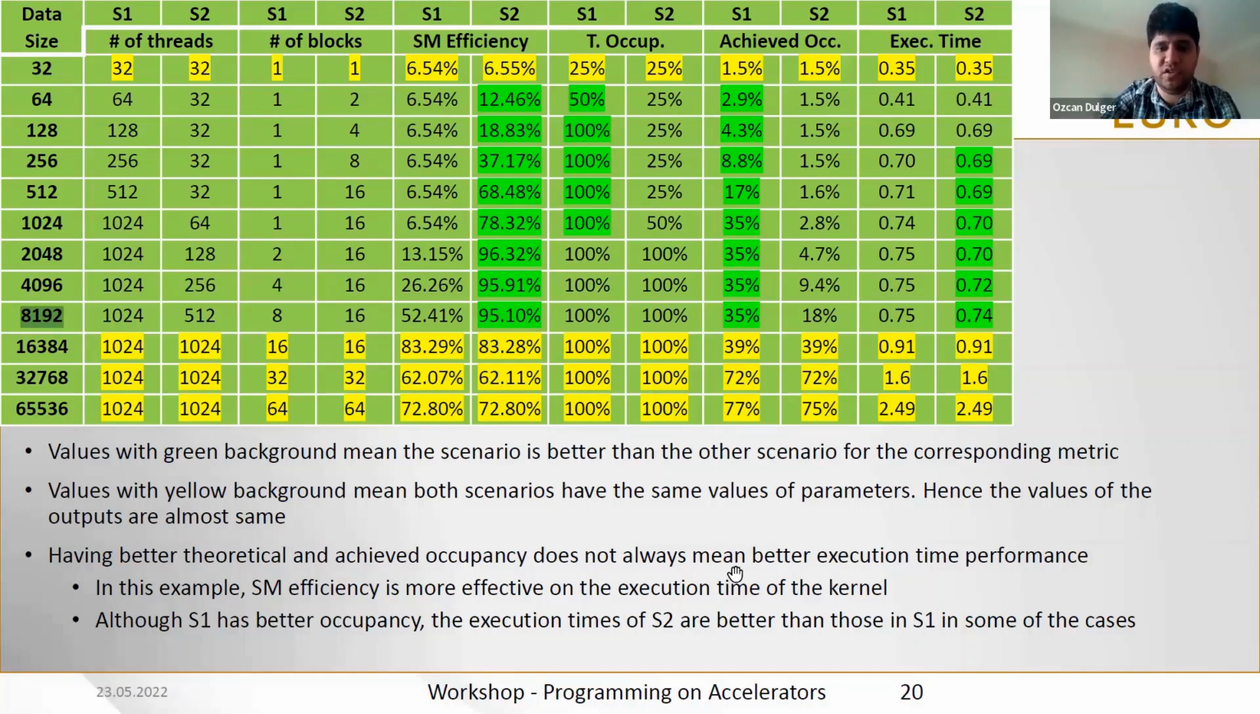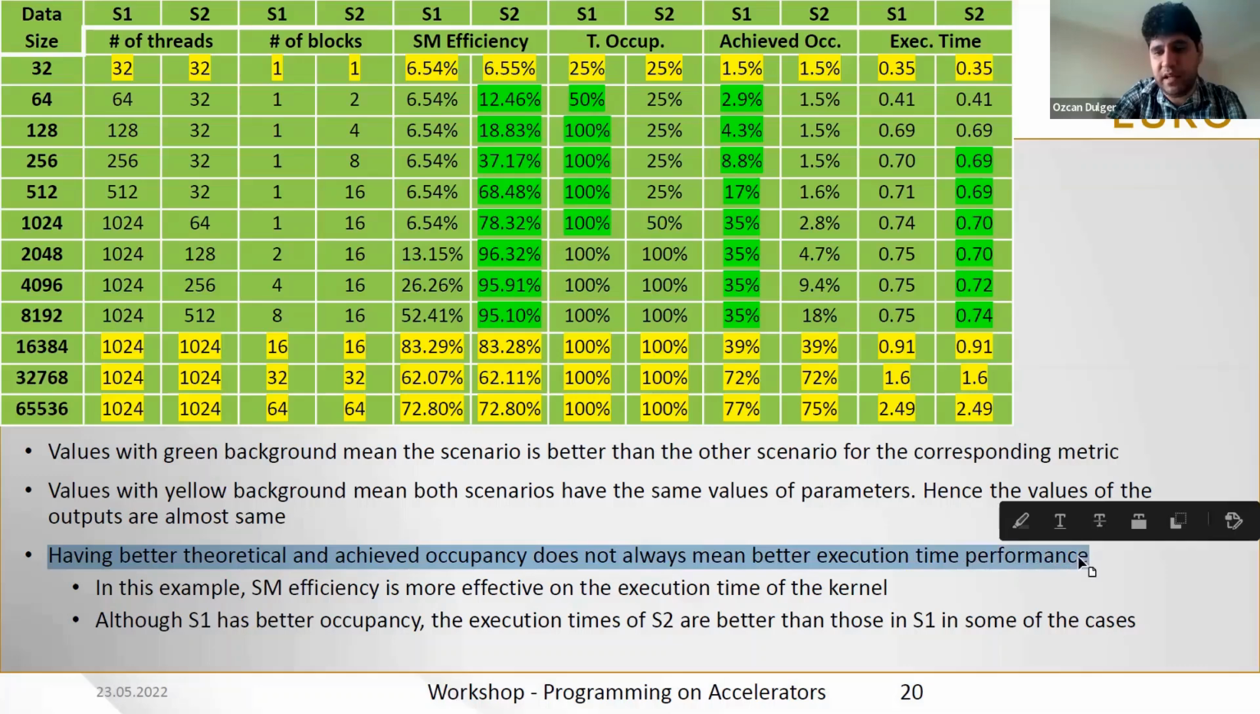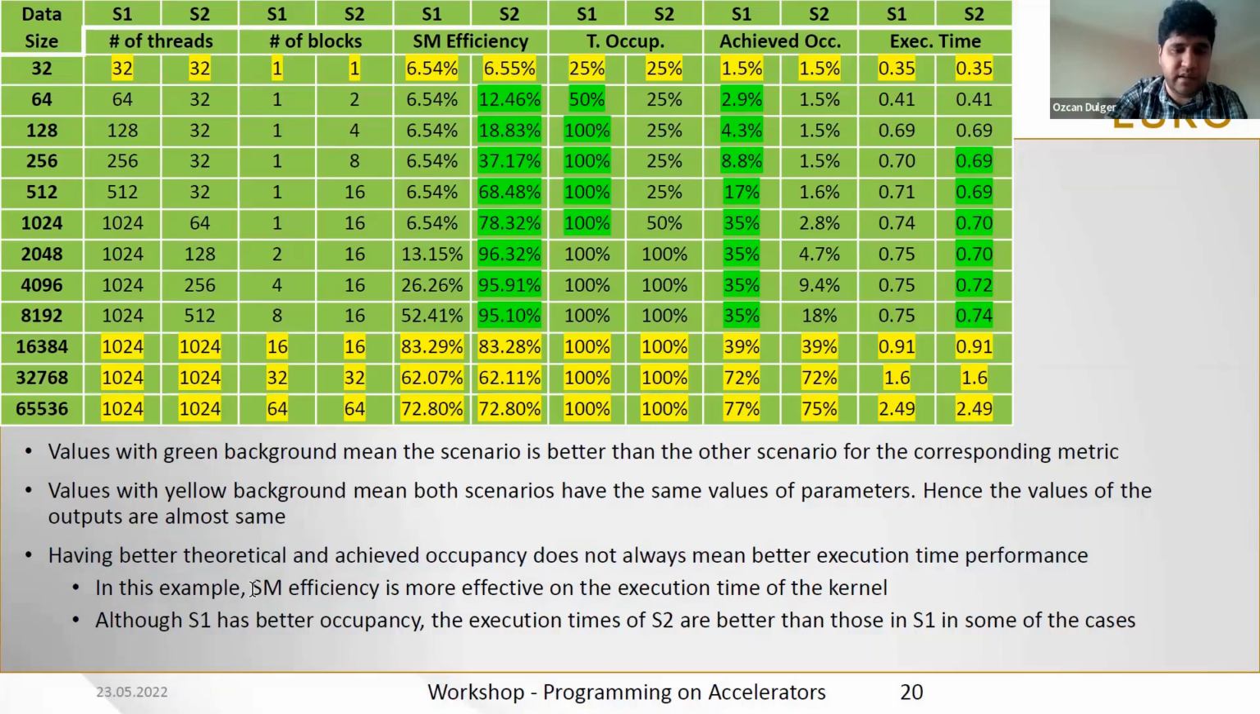So the execution time of the second one is better than the first one. That means, when we check the results here, having better theoretical and actual occupancy does not always mean better execution time performance, as we see here. In this application, the SM efficiency is more effective on the execution time of the kernel.